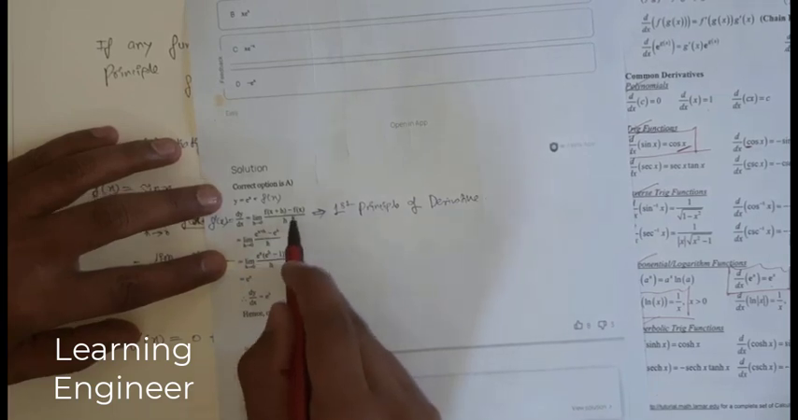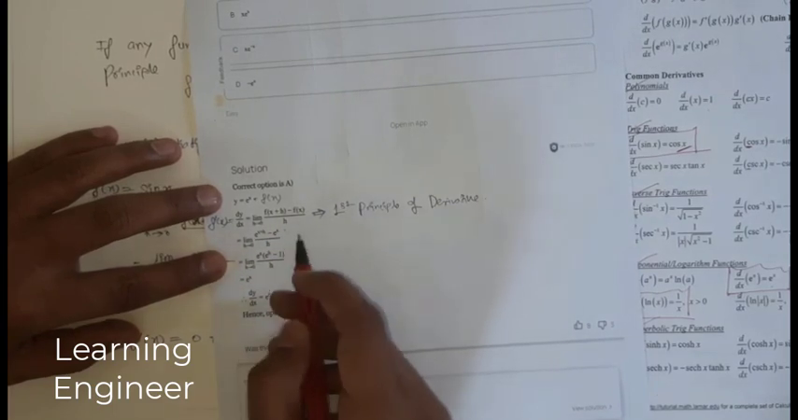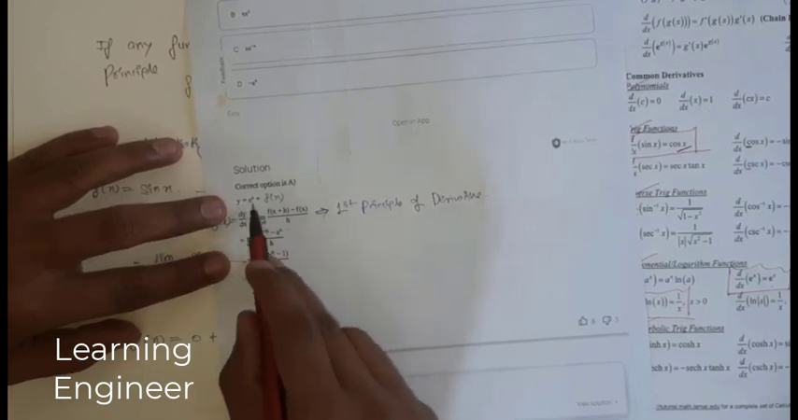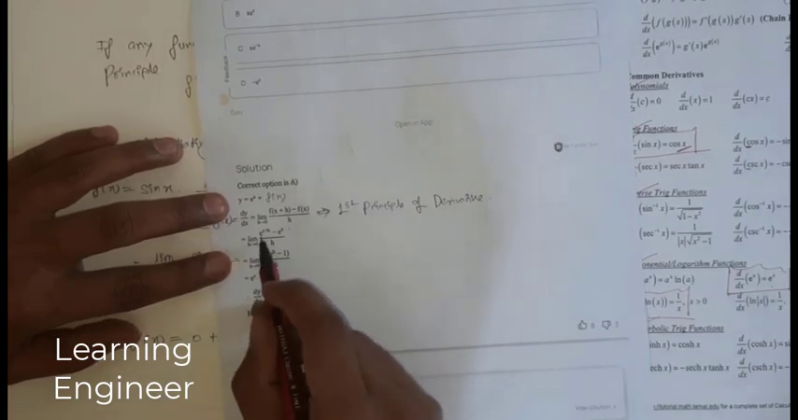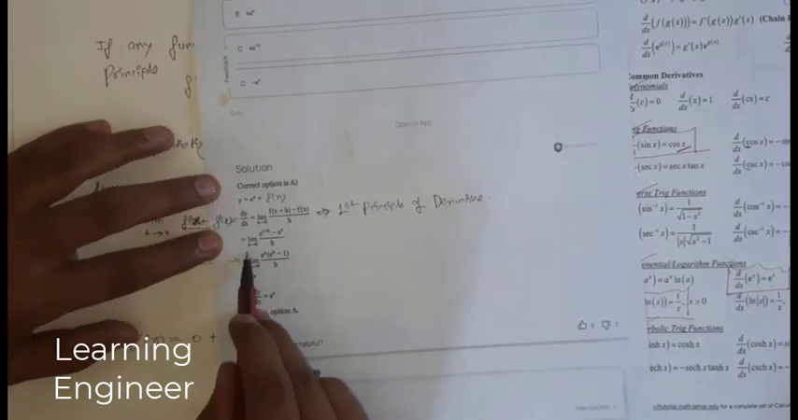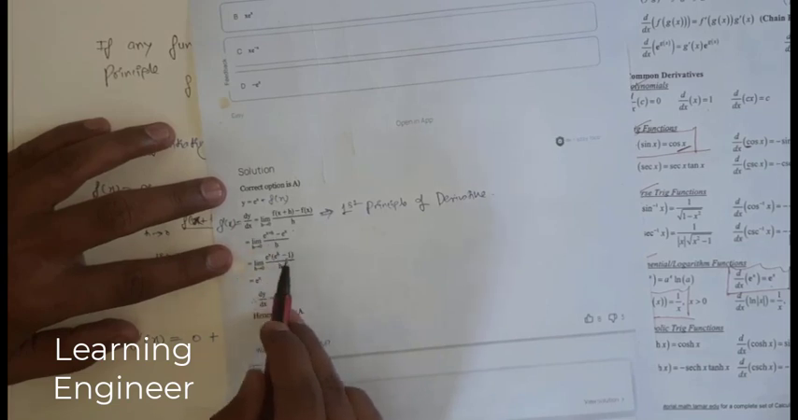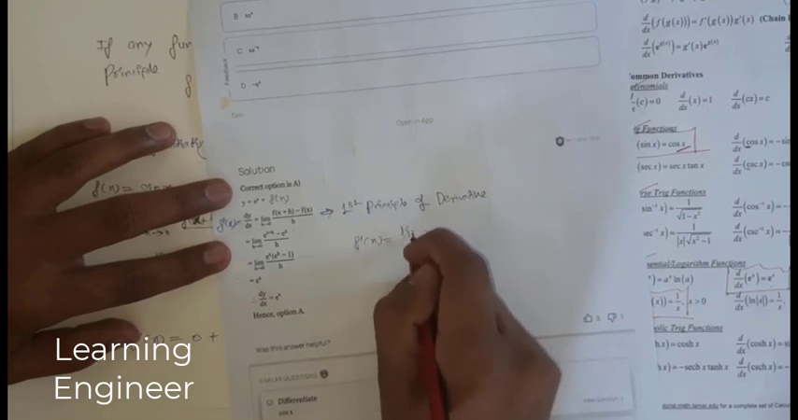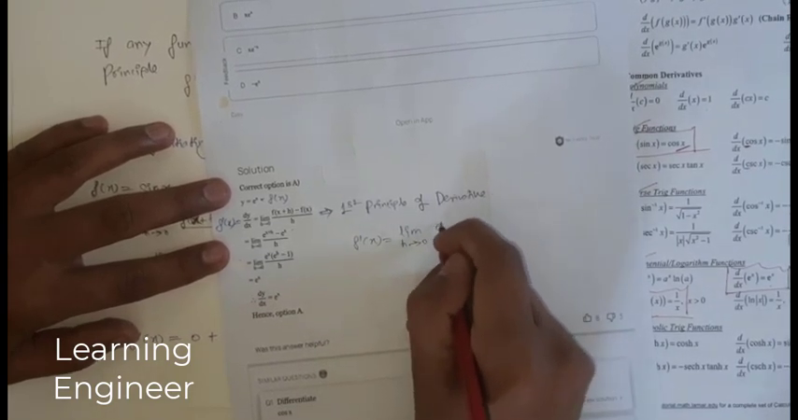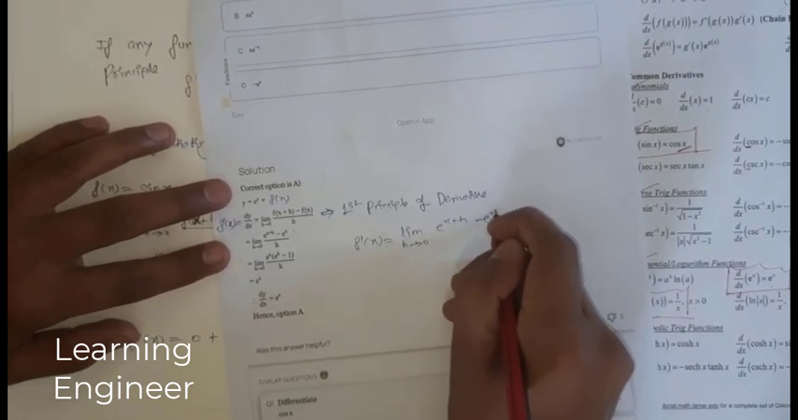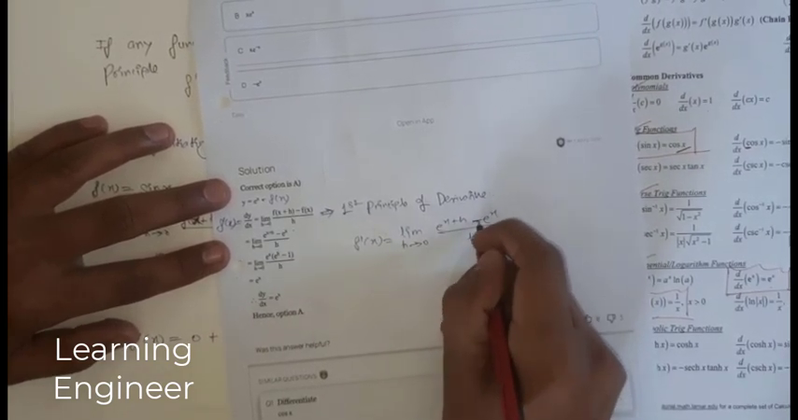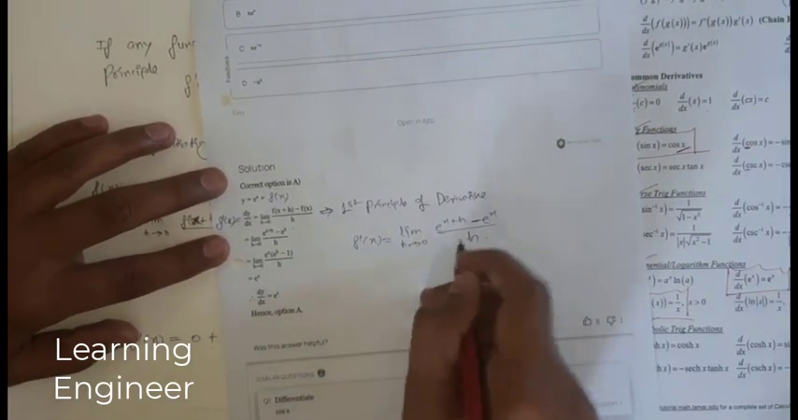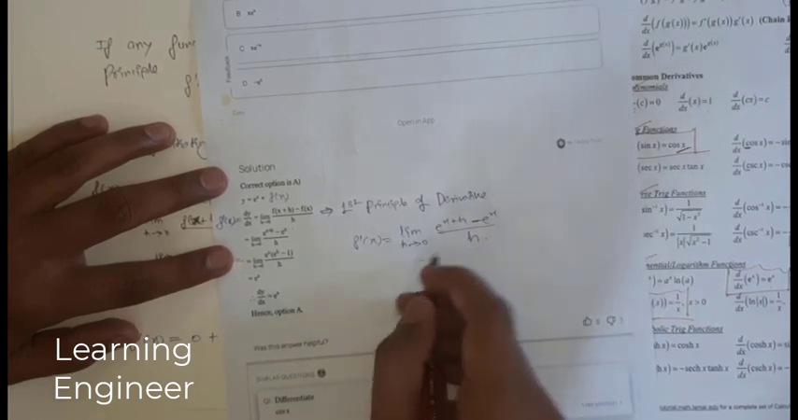So f of x plus h minus f of x divided by h. Using this concept, we put f of x equal to e raised to x. So what we will get, limit h extends to 0, e raised to x plus h minus e raised to x, whole divided by h. f dash x will be equal to limit h extends to 0, e raised to x plus h minus e raised to x, whole divided by h. In the first principle, when we put the value of f of x, we got this particular equation.